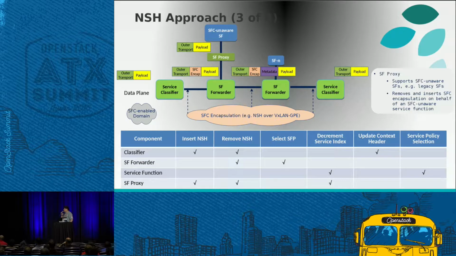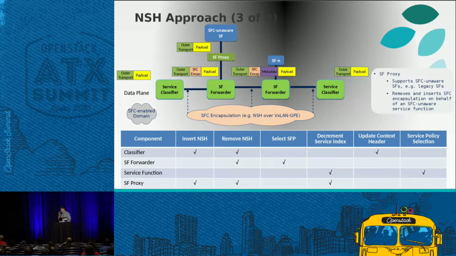It also considers some legacy service functions which may not support the NSH service function headers, so it introduces the concept of the SF proxy. Basically, it decapsulates the NSH encapsulation and forwards the traffic to the legacy service functions. Once that's finished, it will re-encapsulate with NSH headers and send it back to the service function forwarder, and so on and so forth. The traffic will flow through the whole chain until it reaches the end of the chain.